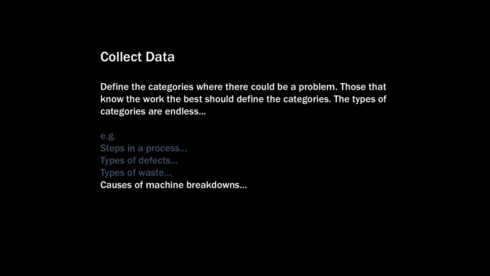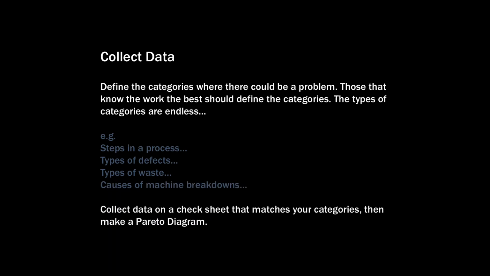In healthcare, types of defects can also be categorized. For example, in the pharmacy, a category of defect could be the wrong dose of a medication given to a patient, or a misdose, or an improper infusion rate. So once you define your categories, you want to collect the data on what's called a check sheet, and the check sheet will match these categories. And from this data, you'll create a Pareto chart.